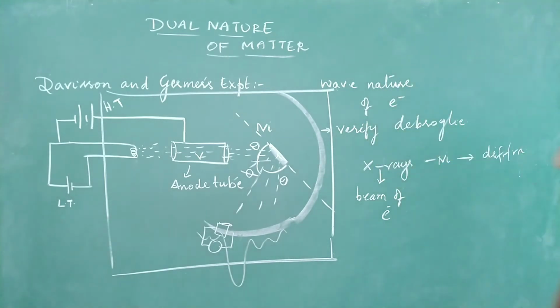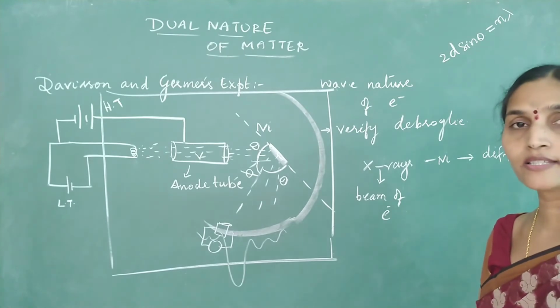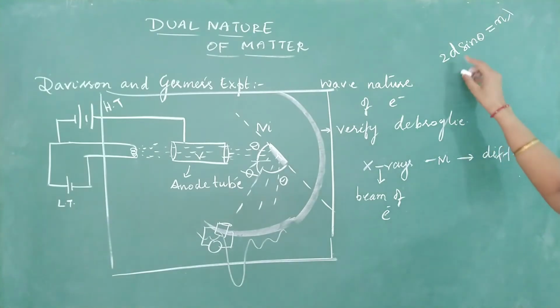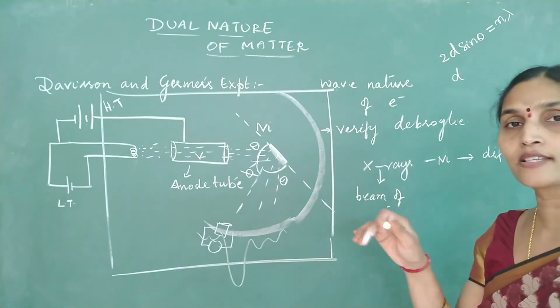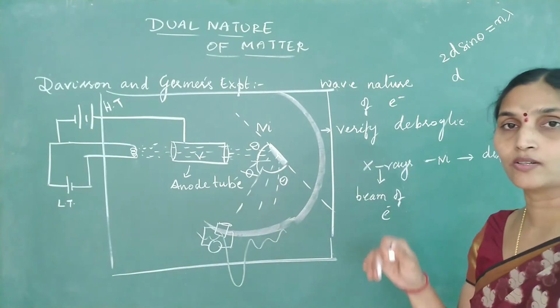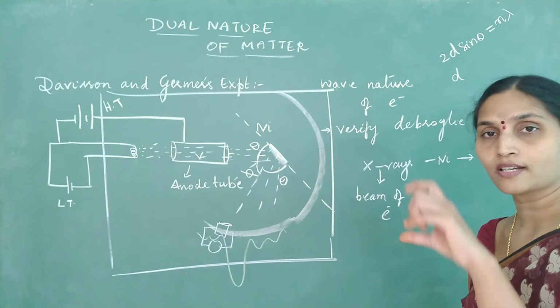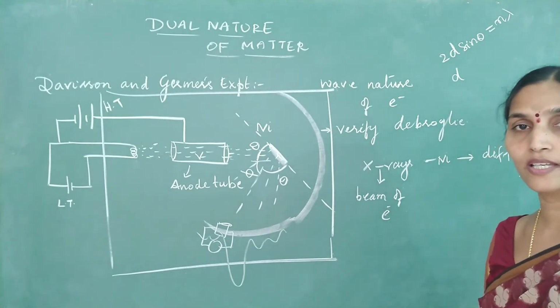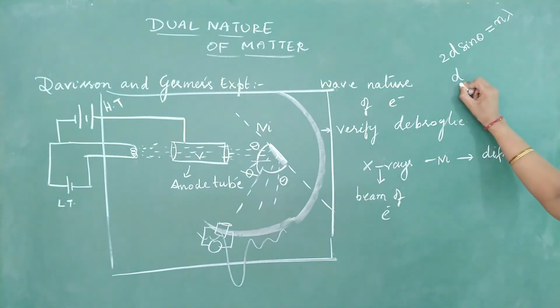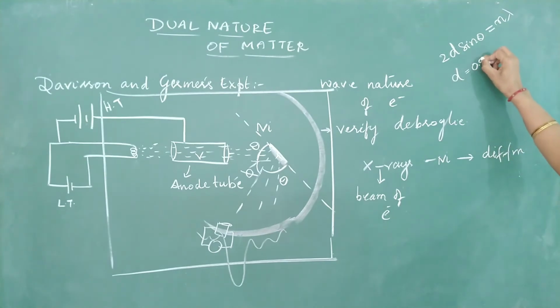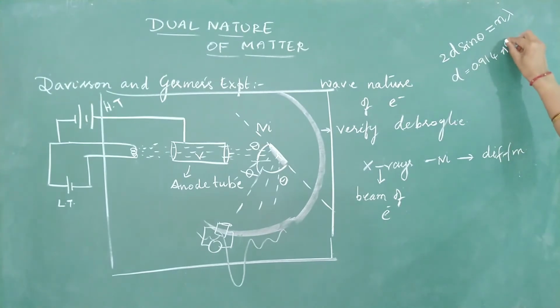Bragg's equation. I'll write the Bragg's equation here. According to the Bragg's equation, for diffraction maxima, d sin theta should be equal to n lambda. Here n is the order of the diffraction pattern, and d is the distance between the lattice planes of the nickel crystal. Nickel has the lattice arrangement. The distance between two layers of nickel atoms, which we call the distance between lattice planes, is 0.914 angstroms. And here theta represents the glancing angle.